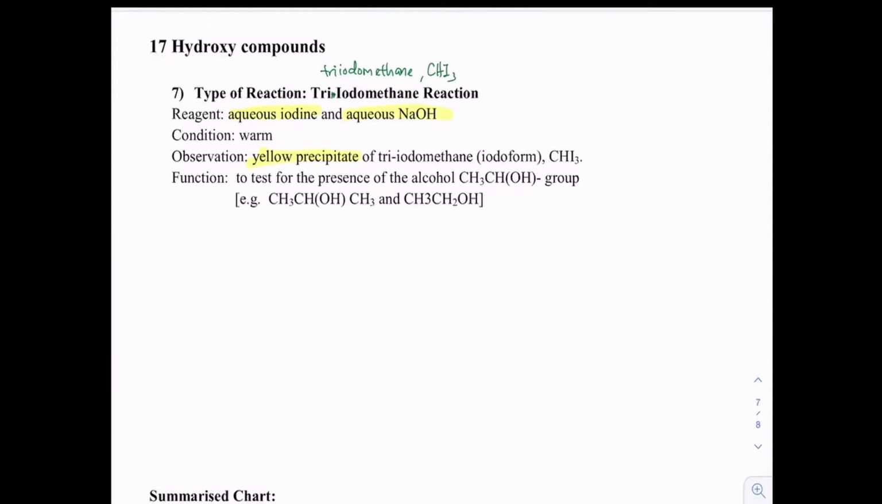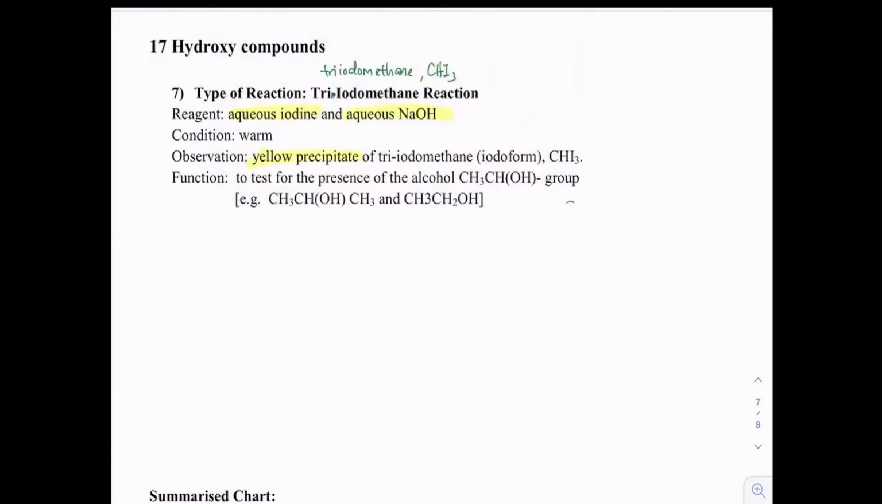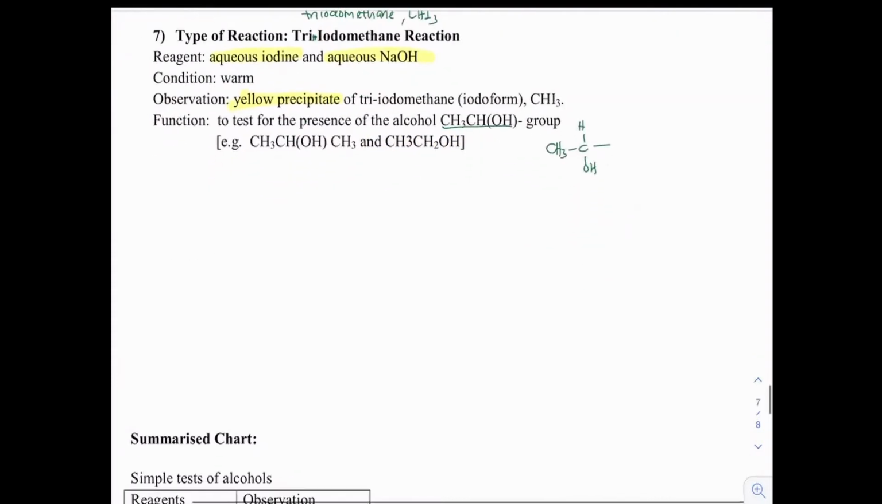Now for this, it is specifically a test for the presence of a specific group of alcohol, which is the CH3CH2OH. So that means any alcohol that has this, or this is the same thing, will give a positive result, which is yellow precipitate, to the reagent.